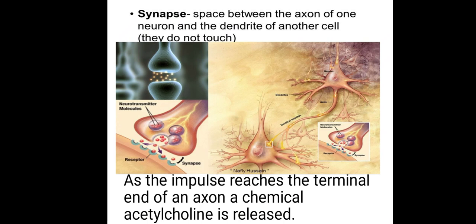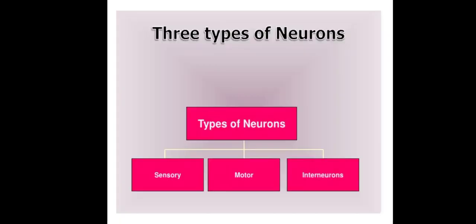Synapse is a space between the axon of a neuron and the dendrite of another cell. As the impulse reaches the terminal end of an axon, a chemical, acetylcholine, is released. Three types of neurons: we have sensory, motor, and interneurons.